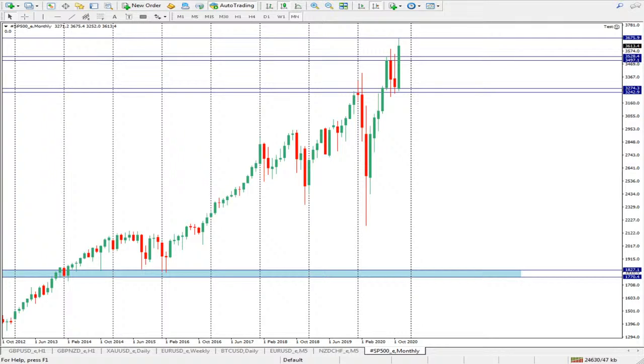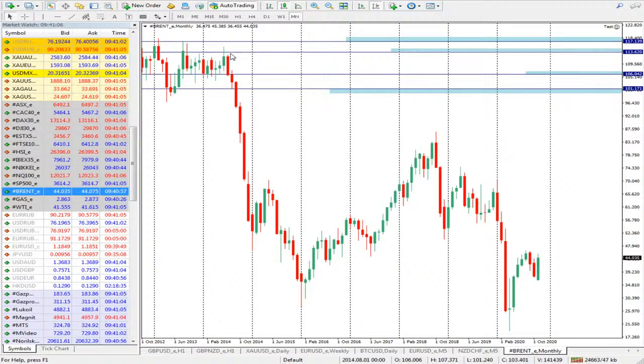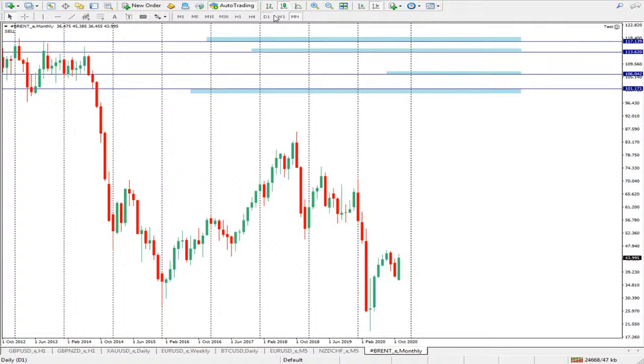So the next chart I want us to look at, sorry, I want us to look at Brent oil. This is how Brent oil looks.